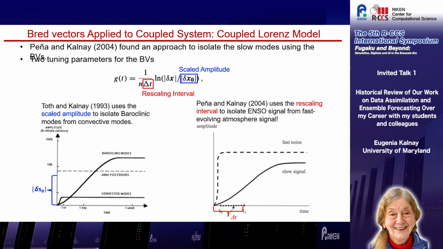To isolate slow modes in the coupled model, my student Malaquias Peña and I found that we can use a longer rescaling interval for breeding vector calculation so that the amplitude of the slow signal is comparable to the fast mode.